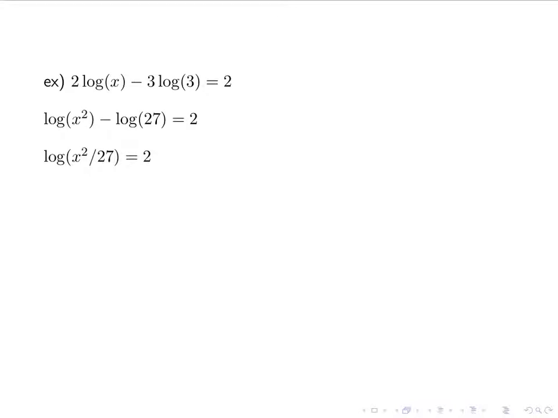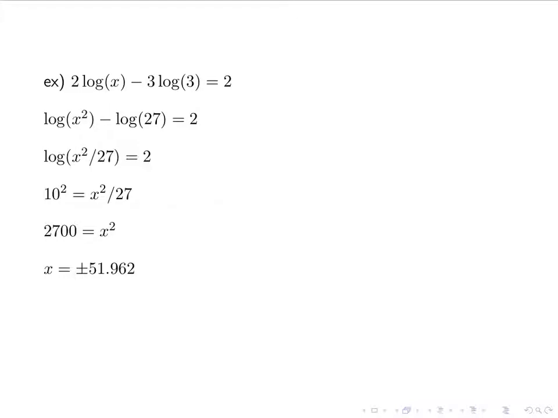Subtraction is going to become division, so x squared divided by 27 is inside my log. Now remember, when we change this into an exponential, if I don't see a base, it's a 10. So this becomes 10 squared equals x squared divided by 27. I'm going to do out the 10 squared, that's 100, and then multiply by 27. So I have 2700 equals x squared.